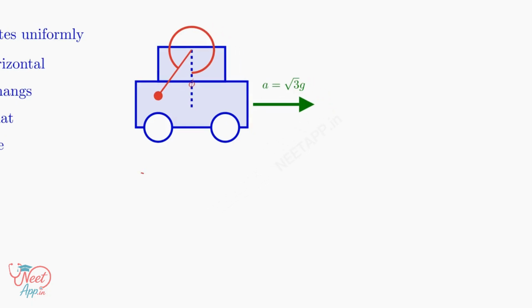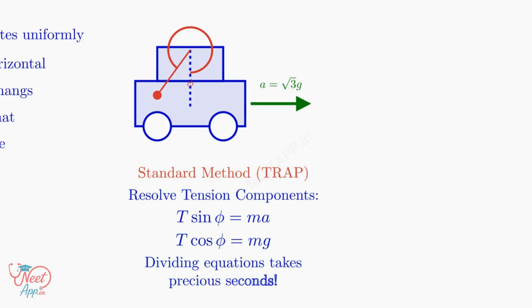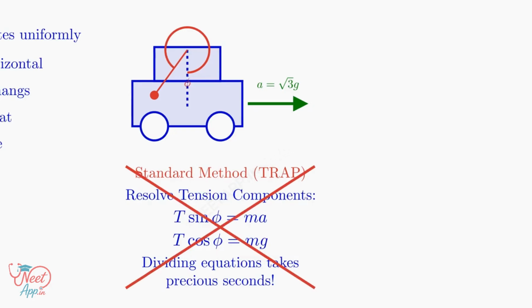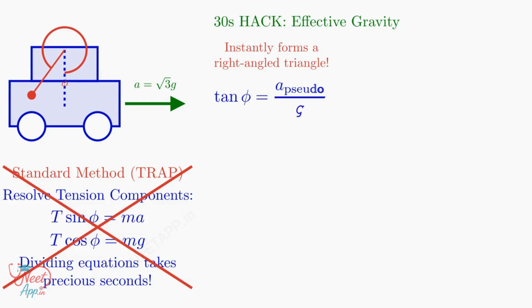The standard textbook trap: drawing a complex free body diagram, breaking the string tension into sine and cosine components, balancing them with mass times acceleration and gravity, and dividing the two equations. Here is your 30-second effective gravity hack. The pendulum instantly aligns with the vector resultant of the downward gravity and the backward pseudo acceleration. This forms a simple right-angled triangle where tan phi is exactly equal to the pseudo acceleration divided by g.